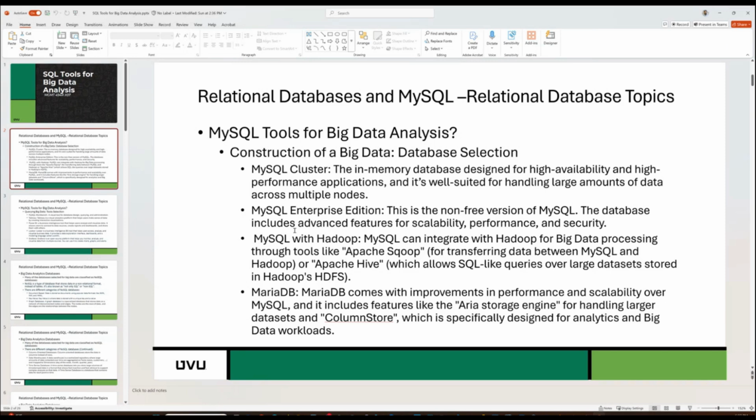And then MariaDB. So when Oracle bought MySQL, the people who had MySQL decided to create MariaDB, which is basically a fork of MySQL. They have their own toys that they built too that allow you to be able to do big data databases.